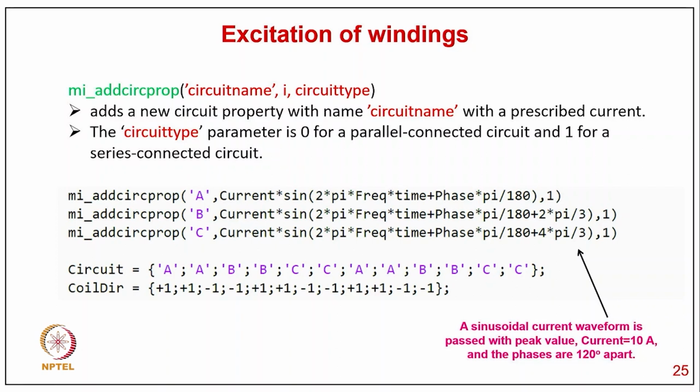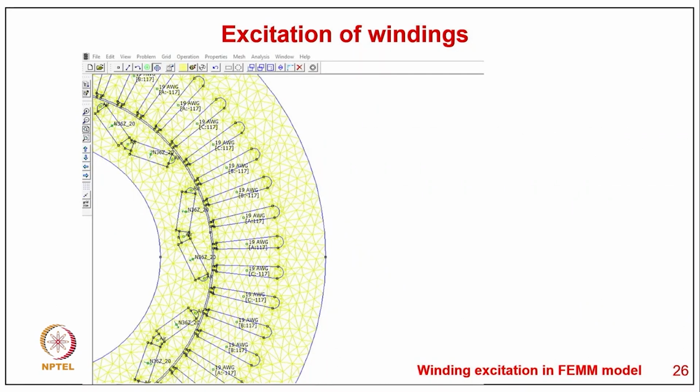And mi_addcircprop A, typically current into sine(2 pi frequency into time plus phase pi on 180 degree), 1. Similarly for phase B and phase C with the phase shifted by 120 degree, and then circuit A, A; A, B for excitation of the different windings, and then coil direction +1, -1 with the direction of current. The sinusoidal current waveform is passed with the peak current value of 10 ampere, and the phases are 120 degree apart. And here is the winding excitation in the FEMM model.